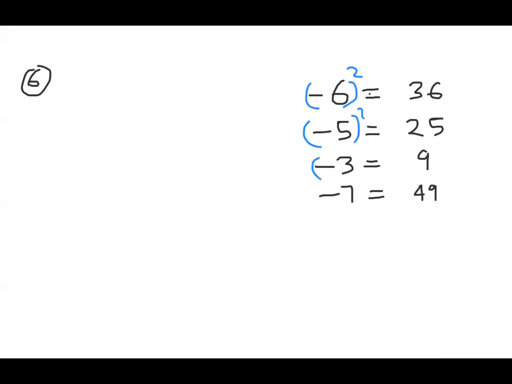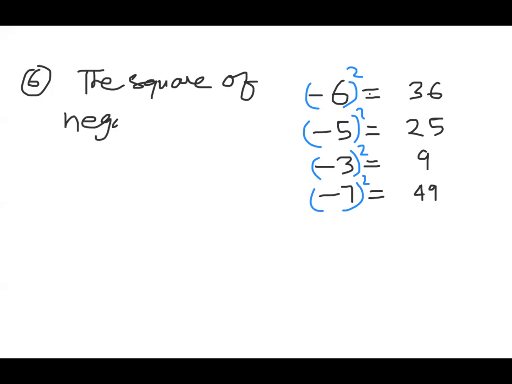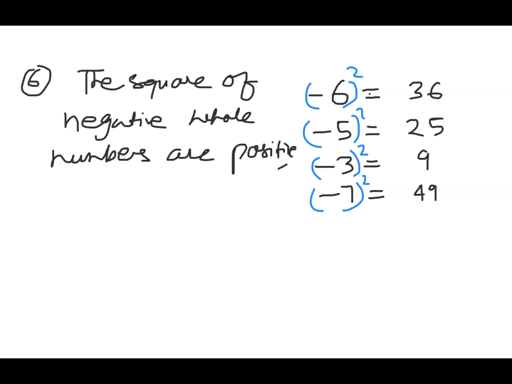So what did you observe here? The squares of negative numbers are positive. So we can say the square of negative whole numbers are positive. You know what whole numbers are, right? All right.